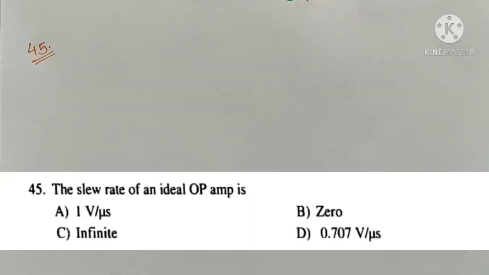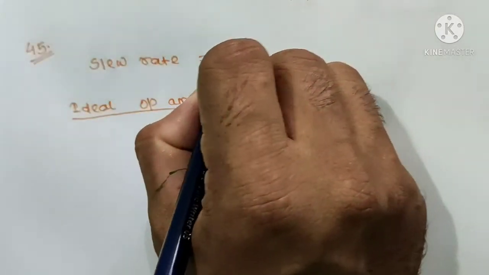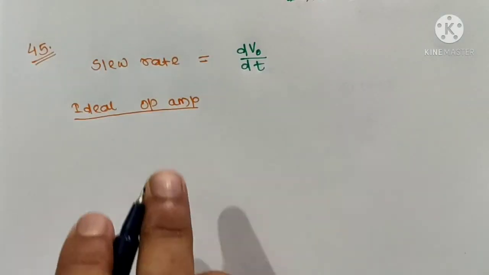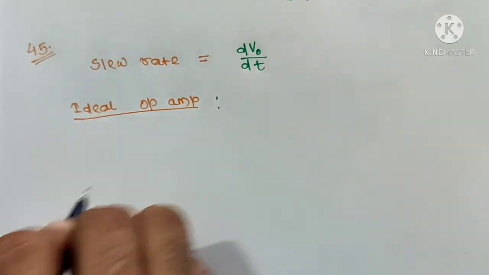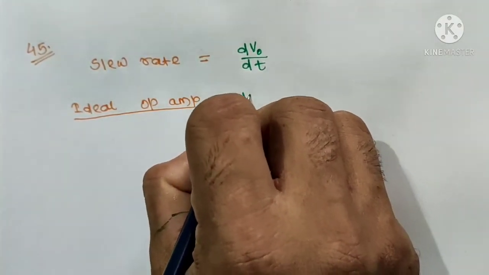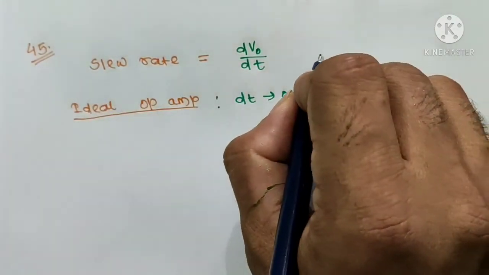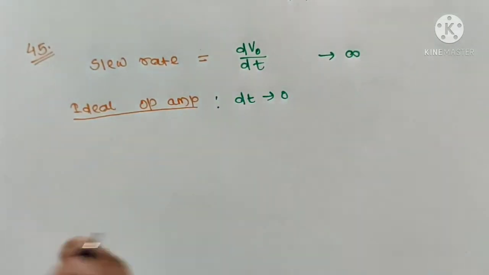Question number 45. The slew rate of an ideal op-amp is. देखो, slew rate is defined as rate of change of output voltage, that is dV naught by dt. dV is the change in voltage, dt is the change in time. And for an ideal op-amp, we know that change in time is 0. So its slew rate will be infinite. So for an ideal op-amp, slew rate is infinite. So your correct option is option C.